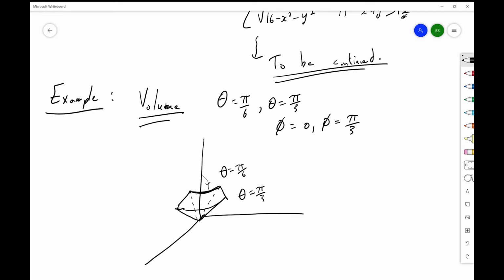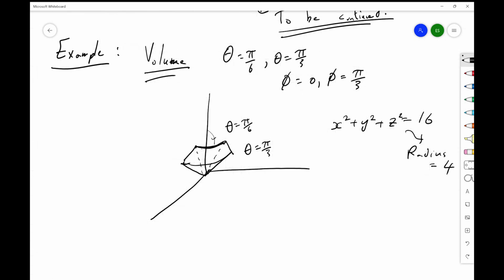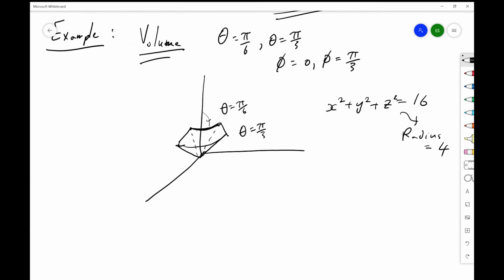Right. So what is r, by the way? r does not matter. Well, r matters because we are intersecting. Now we are taking this segment and intersecting it with the sphere x squared plus y squared plus z squared equals 16. So this is a sphere of radius equal to 4.